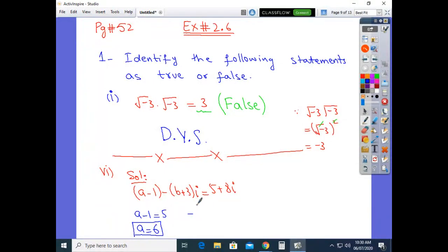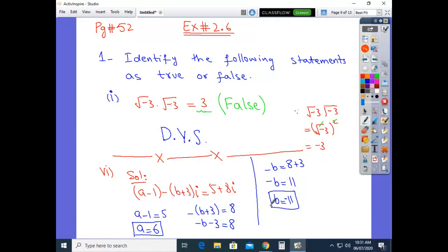Similarly, negative b plus 3 is equal to positive 8. Real part equated with the real part, we have negative b, negative 3 is equal to 8. After simplification, negative 3 becomes positive 3 because 3 is negative on the left hand side. When we move it to the right hand side, it becomes positive. Negative b is equal to 11. If we change the sign, it becomes b is equal to negative 11. What are the answers of a and b? The answers are a is equal to 6 and b is equal to negative 11.